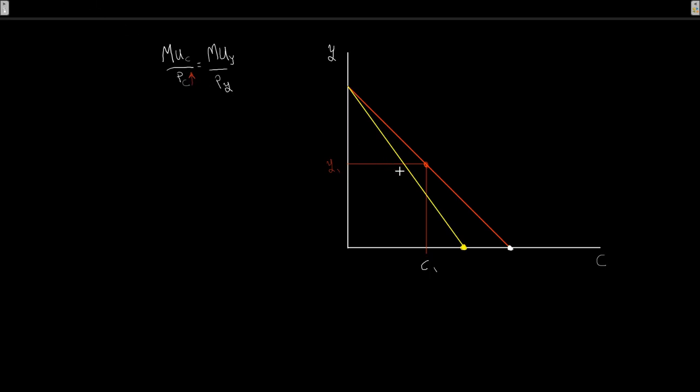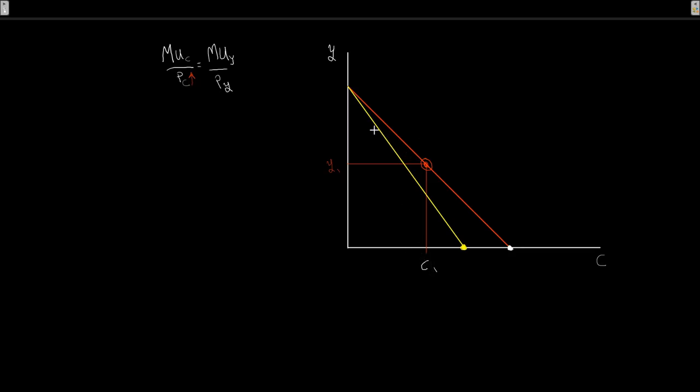Our problem is that our optimal consumption bundle used to be right there. But given that cookies are now more expensive and I can't buy as many cookies, my new budget line, the yellow one, makes my old consumption bundle unobtainable, right? This is now beyond my current budget constraint. I could not consume this point anymore given the rise in cookie prices. So, oh no, I need to re-optimize.